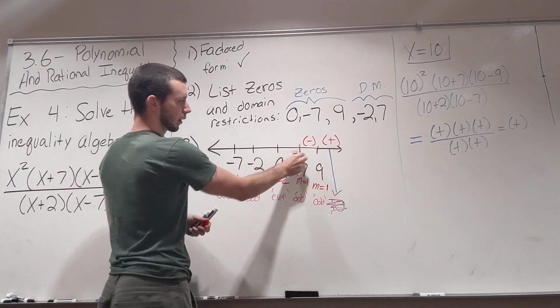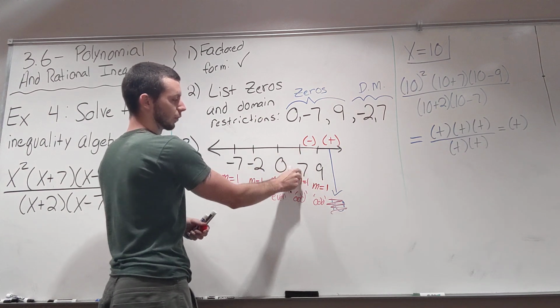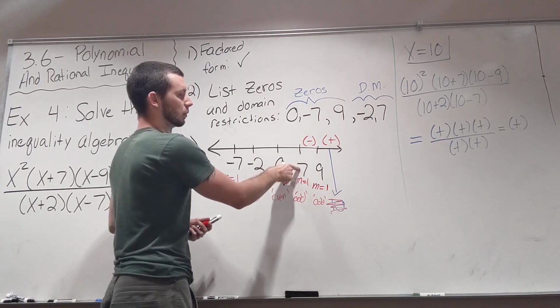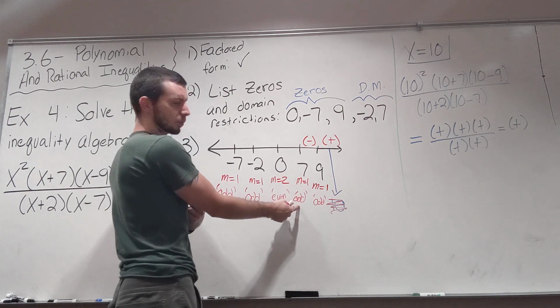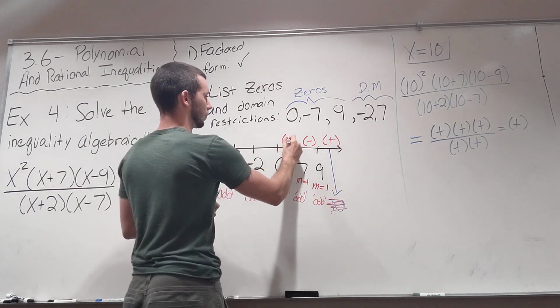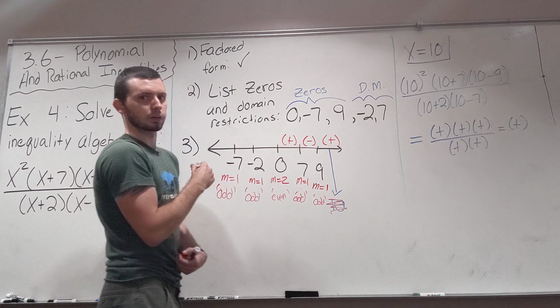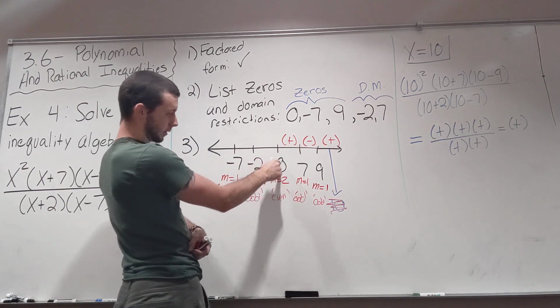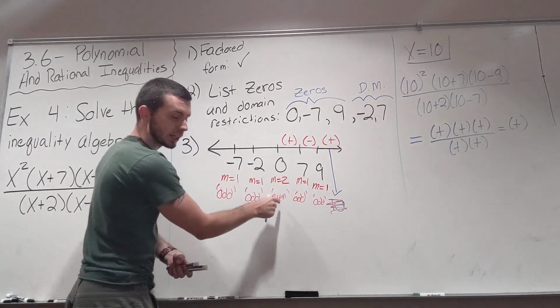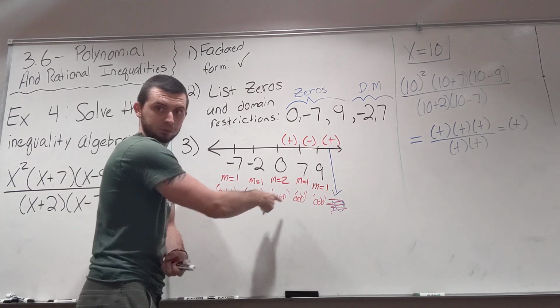And then to go from this segment to this segment, we have to dance around the 7. What's the multiplicity of 7? It's an odd number, which means we have to alternate again. So notice negative becomes positive. For 0 here, 0 has an even multiplicity, so it's different.